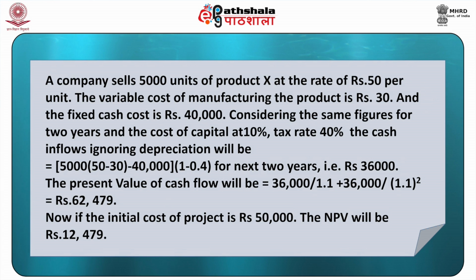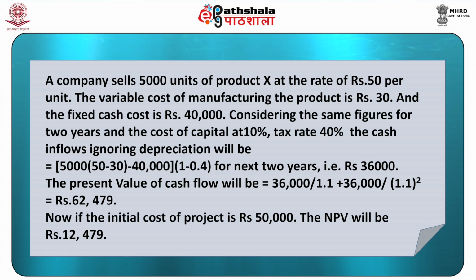Now we can have an example. A company sells 5,000 units of product X at the rate of rupees 50 per unit. The variable cost of manufacturing the product is rupees 30 and the fixed cash cost is rupees 40,000. Considering the same figures for 2 years and the cost of capital at 10%, tax rate 40%, the cash inflows ignoring depreciation will be calculated in this way.